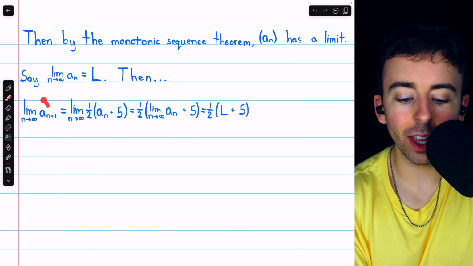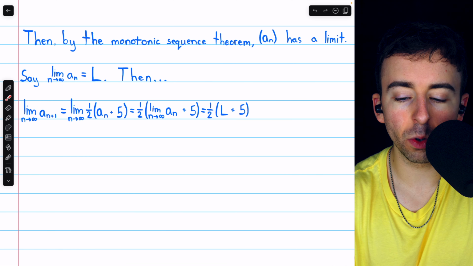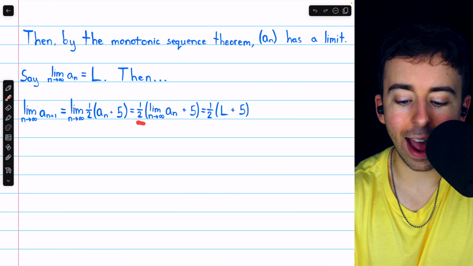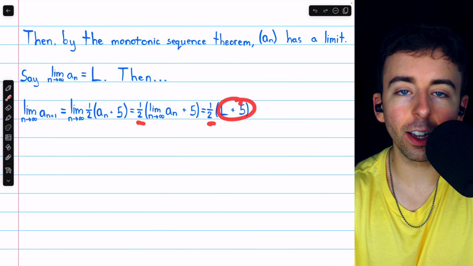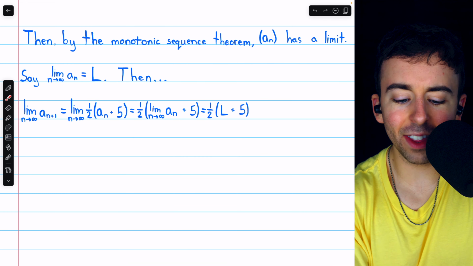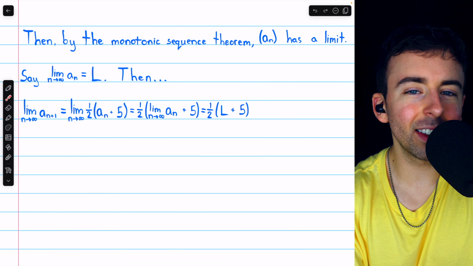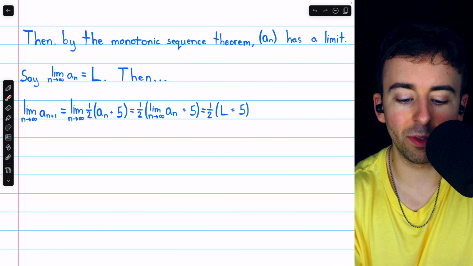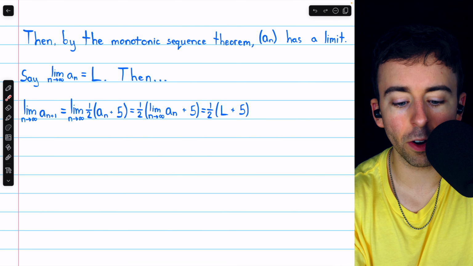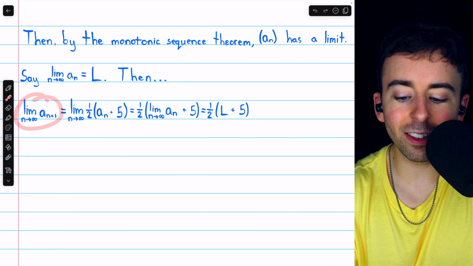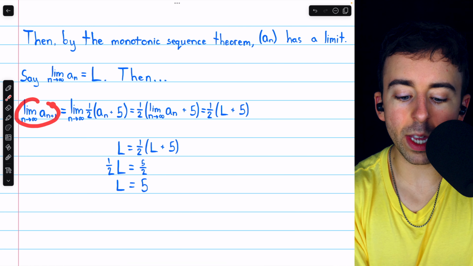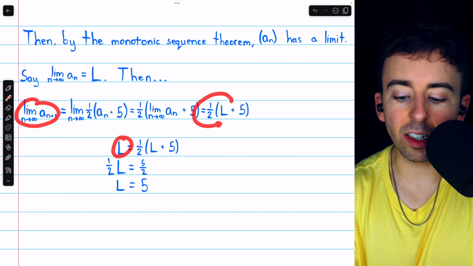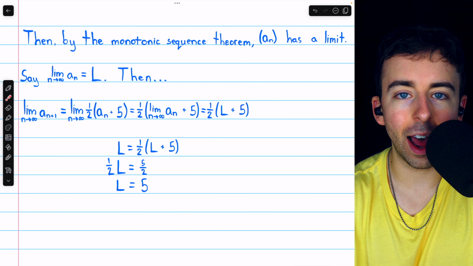So we have that the limit of a_(n+1) as n goes to infinity is equal to 1/2 times (L plus 5). But again, the limit of a_(n+1) is the same as the limit of a_n. They're the same sequence. This one just skips the first term. So this on the left is also L. Hence, we have that L is equal to 1/2 times (L plus 5).